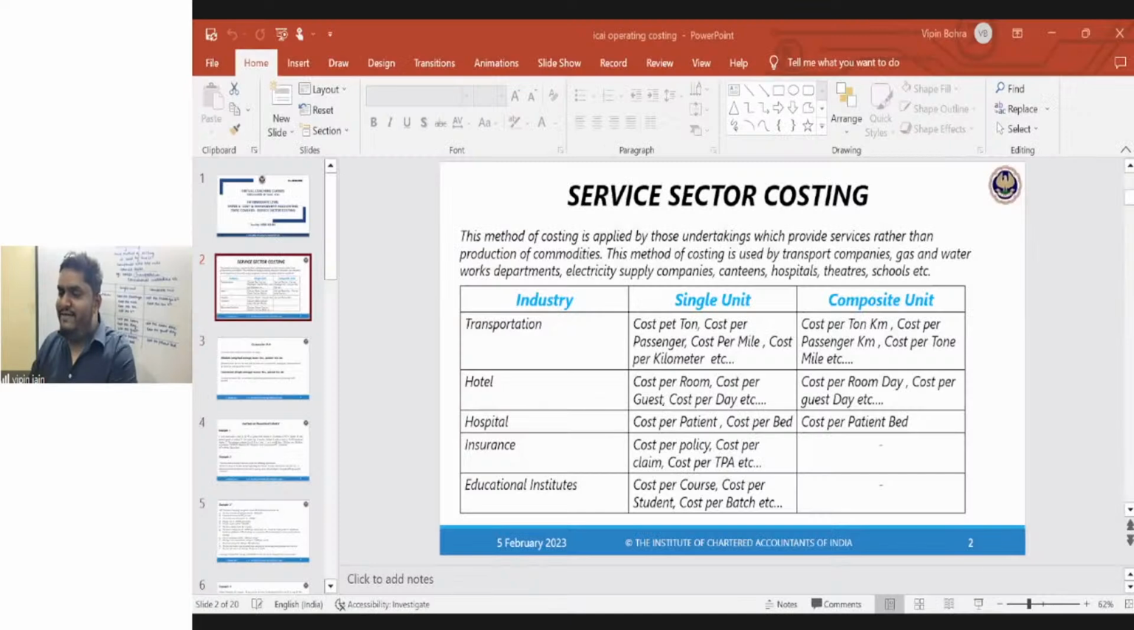So here in PPT also it is given that the service sector costing is a method of costing used by those undertakings which are providing services rather than into production of commodity. This method of costing is used by transportation companies, gas and electricity and water-based companies. Apart from this, hospital, hotels, theaters, etc. Further, when talking about transportation, it can be cost per ton in single unit, it can be cost per mile, cost per kilometer. In composite unit, it can be cost per ton kilometer, cost per passenger mile, etc. So I've already discussed this part in detail. So now if you guys have any doubts, any queries in this part, you can please post your queries.